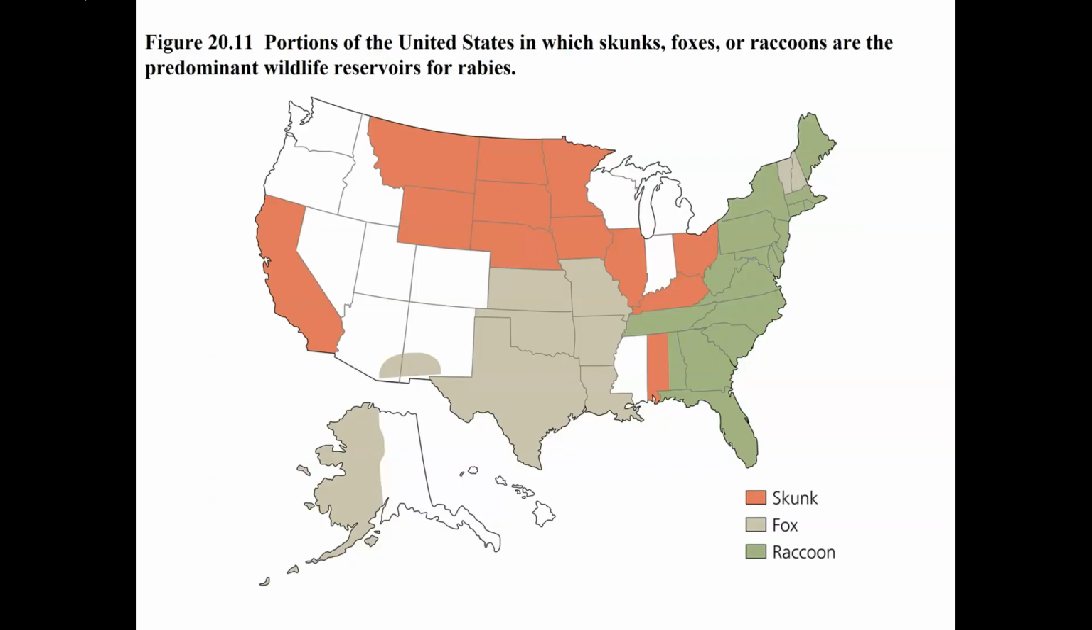This slide is showing you where some of the reservoirs of infection are found in the United States. You'll notice that in some parts of the United States, skunks are primarily the reservoir, and other parts, more on the eastern edges, raccoons are a reservoir. Most of the infections that get transmitted directly to humans have come from bats.